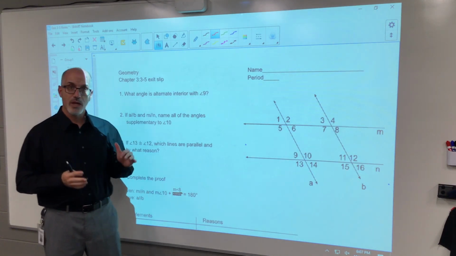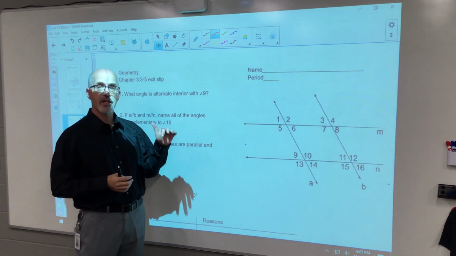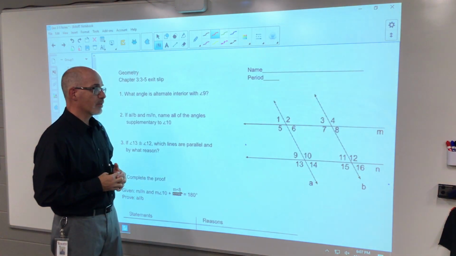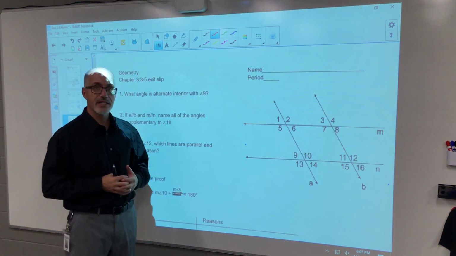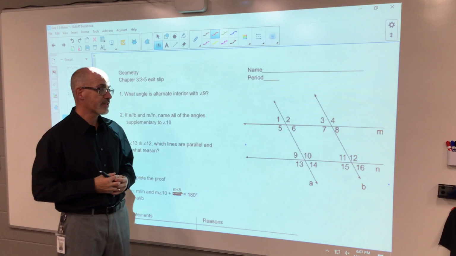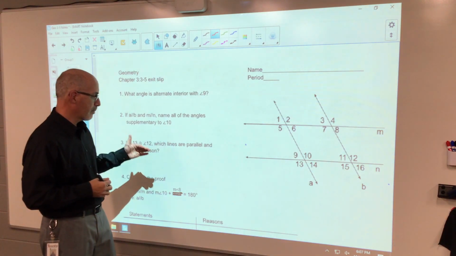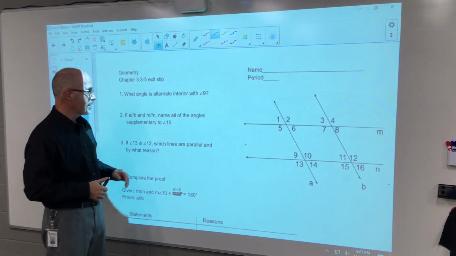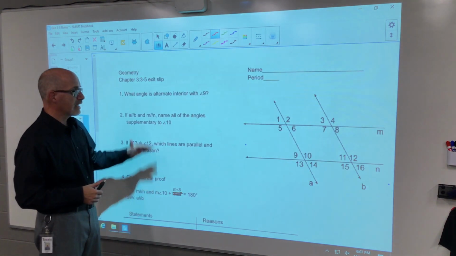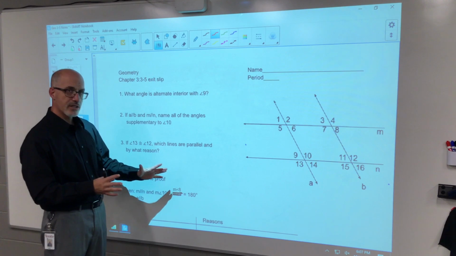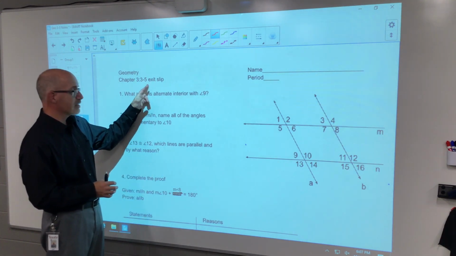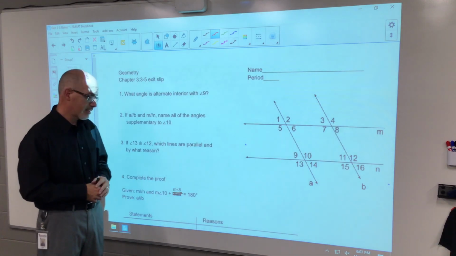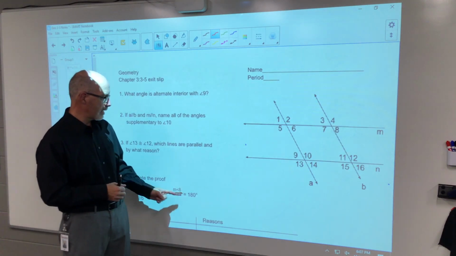This part of the lesson will help you review what we've done so far with parallel and perpendicular lines, especially when it comes to identifying different angles with parallel lines and identifying the reasons for proofs as we work through these problems. So the first thing is, when you take this sheet, it's called an exit slip for sections 3 through 5, so it's to see how we're doing in these sections in chapter 3.